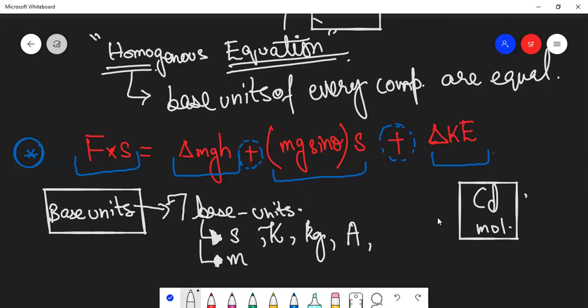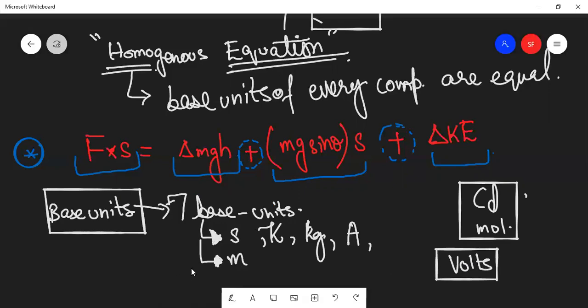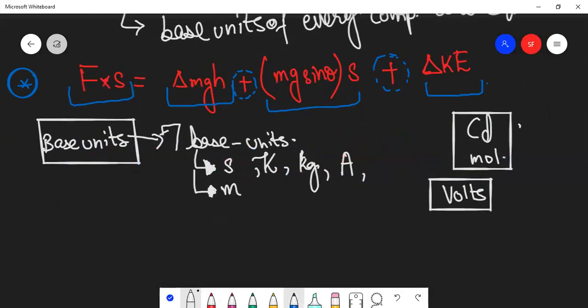Watts? Volts? Volts are not base units, they are derived units. These are the only base units that are out there. 1, 2, 3, 4, 5, 6, 7. That's it. No other. All other units that we are dealing with are derived units. They are not base units, okay? Volts is a derived unit.